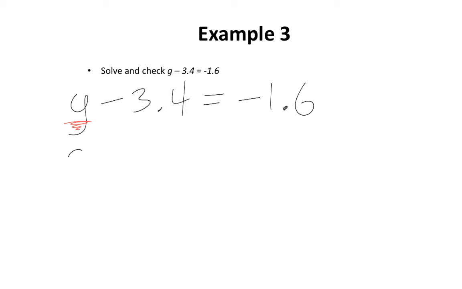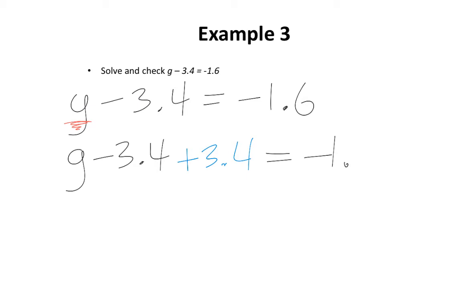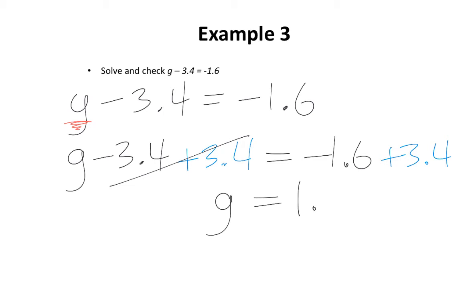That gives us g minus 3.4 plus 3.4, which is equal to negative 1.6 plus 3.4. So the negative 3.4 plus 3.4 cancels out, which leaves us with just g, and negative 1.6 plus 3.4 is positive 1.8. Therefore, g is equal to 1.8.